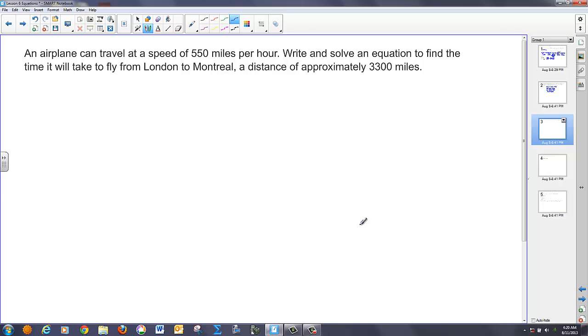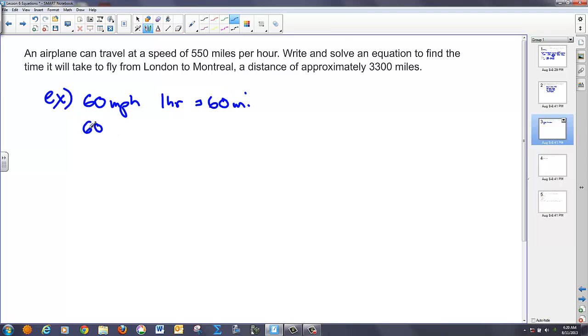Next, we know that an airplane can travel at a speed of 550 miles an hour. I want to write and solve an equation to find the time it will take to fly from London to Montreal if the distance from London to Montreal is 3,300 miles. Let's just think about practical application of how to get this done. If I'm in a car and I go 60 miles an hour for 1 hour, I go 60 miles.